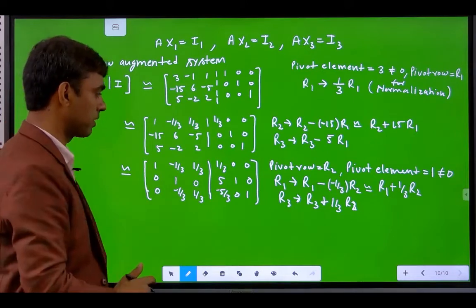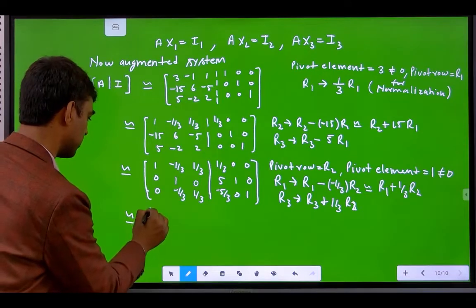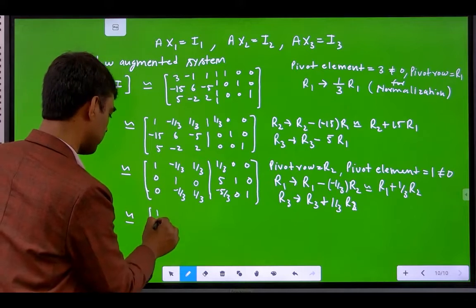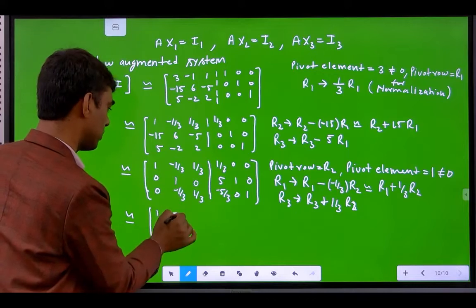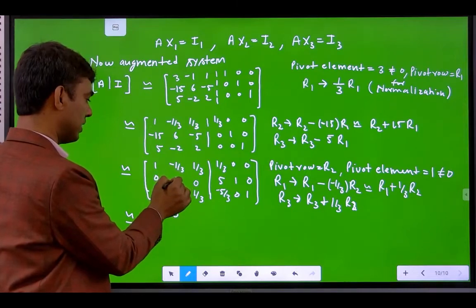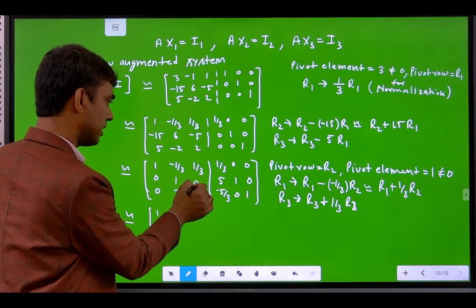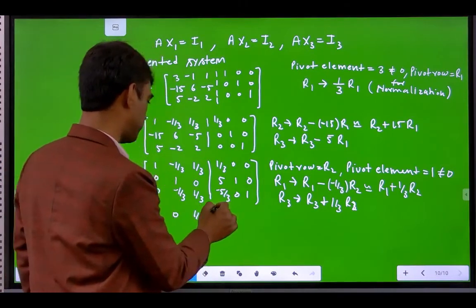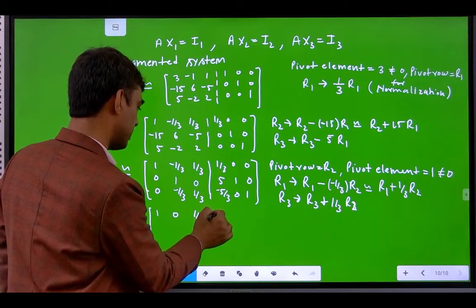So now what will happen? What is the equivalent matrix? There is no change in the first column, so 1 in the first column. In the first row, this becomes 0 because R1 plus 1 by 3 R2. So 1 by 3 minus 1 by 3 is 0. And 1 by 3 here, so this becomes 1 by 3. Now here 5 by 3 plus 1 by 3, so this becomes 6 by 3.